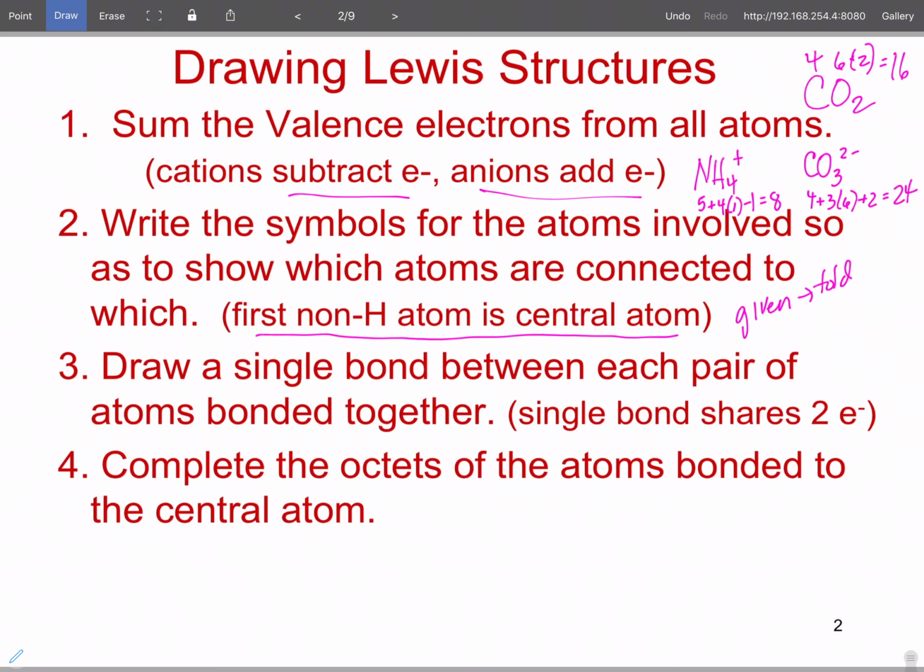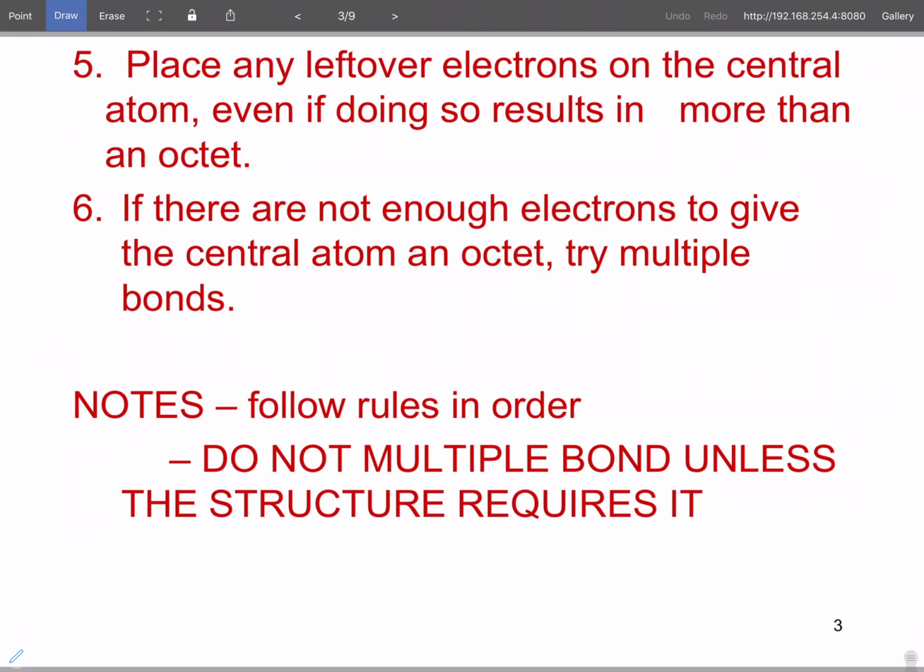Okay, then you're going to draw a single bond between each pair of atoms bonded together, and a single bond shares 2 electrons. Then complete the octets of the atoms bonded to the central atom. Resist the urge to multiple bond. You multiple bond when you need to. When do you need to? We'll get to that in 6.